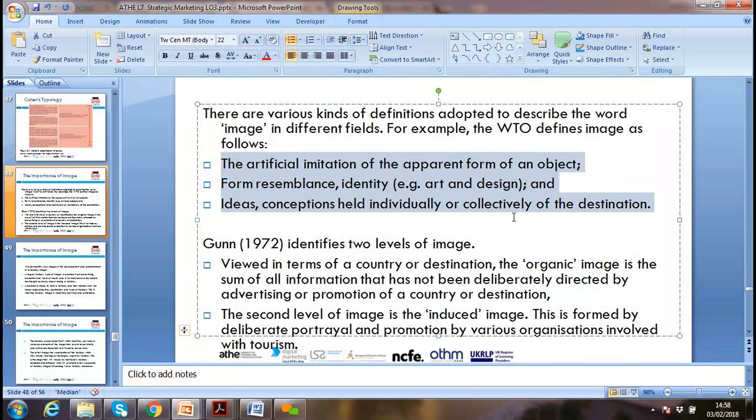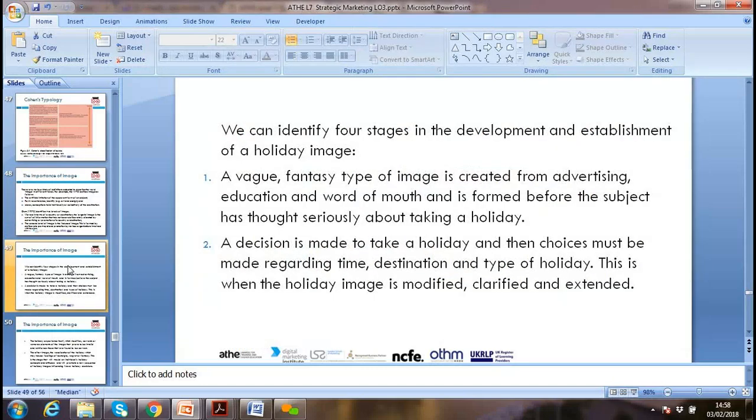According to the WTO, the image is as follows: the artificial imitation of the apparent form of the object. We can look around and identify what they want. Maybe art and design could be one of the reasons they want to be at different destinations. The conceptions are held by the individual and the collective about the destination. When you go to Venice, it could be different. When you go to Rome, it could be different.